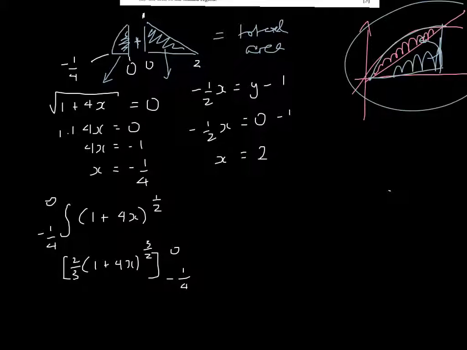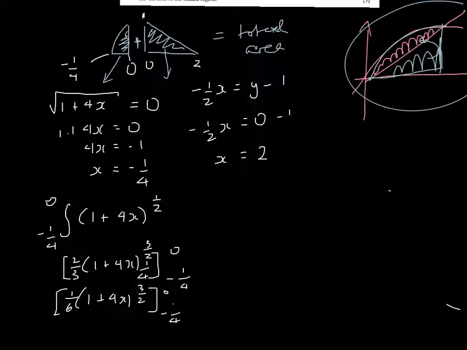And then I have to be careful because this is a composite function. So I need to look at this and say, well, if I differentiate this, I'd get 4. So I've got to divide through by 4 to cancel that out. I kind of ran out of space, so I'm going to squeeze a little quarter in there. Okay, so if I tidy that up, it would be 2 over 12, so 1/6, 1 plus 4x to the power of 3 over 2, all between 0 and negative 1/4.